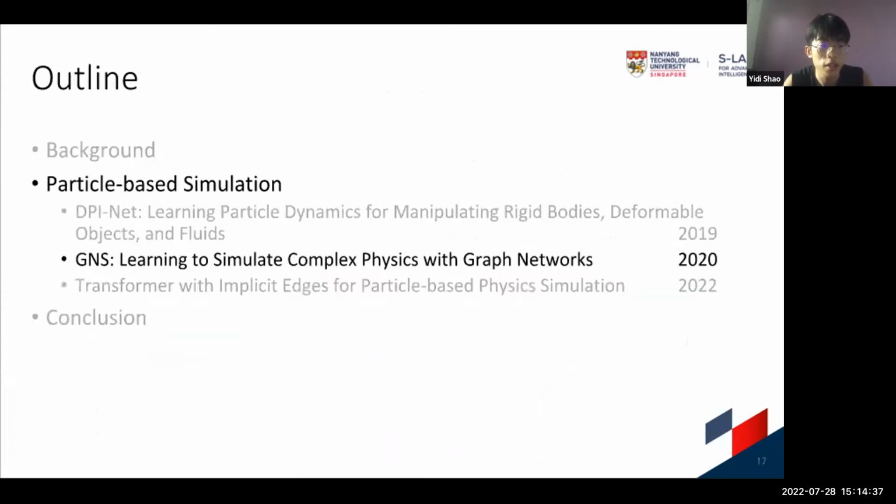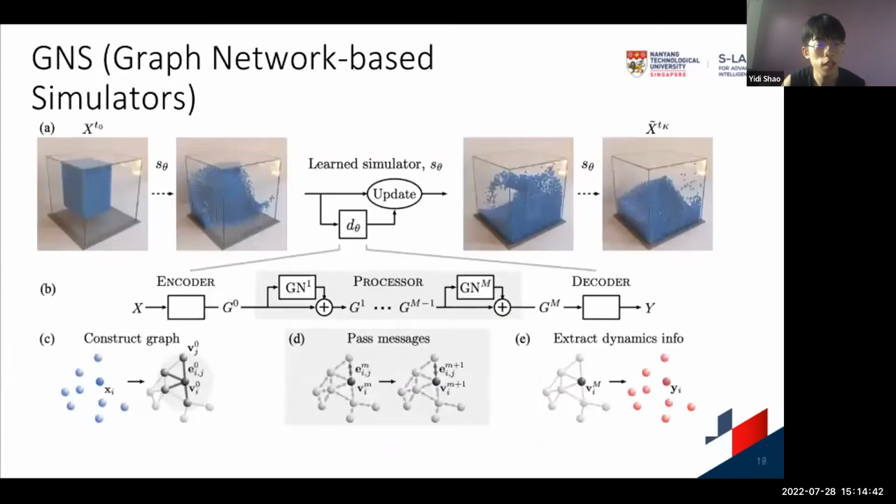So next, let's talk about the GNS in 2020. GNS is short for graph network-based simulators. The main contribution is that they unify particle-based simulations with a graph-based framework. The pipeline of GNS and DPINet are the same. They first use an encoder to build a graph according to the current particle states, then use graph neural networks to extract the particle features, and finally use the decoder to predict the future states of the particles.